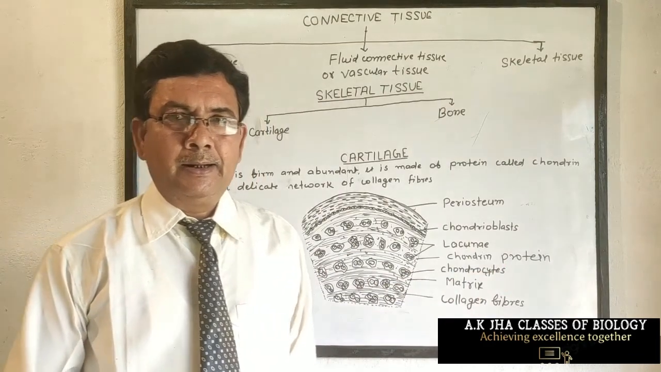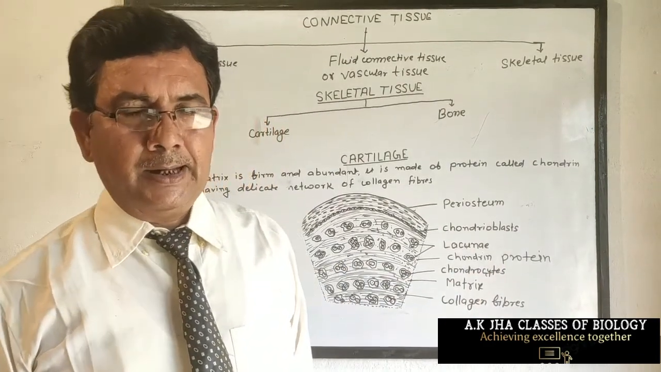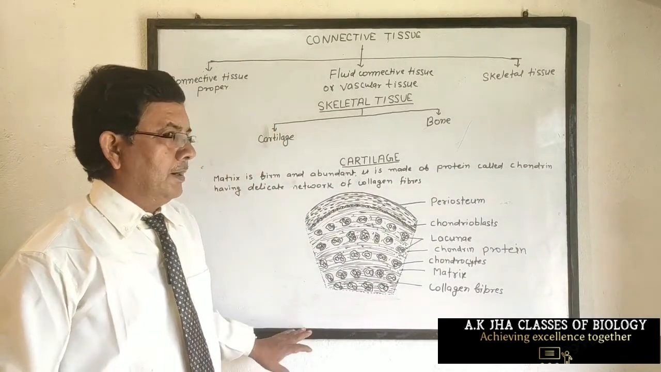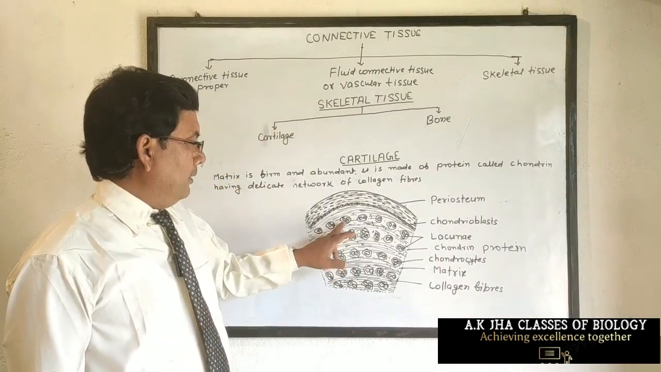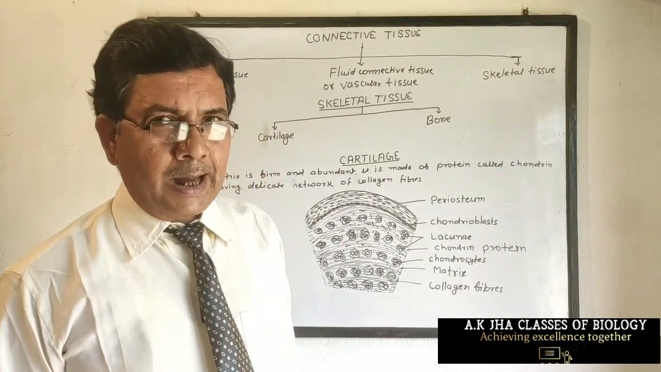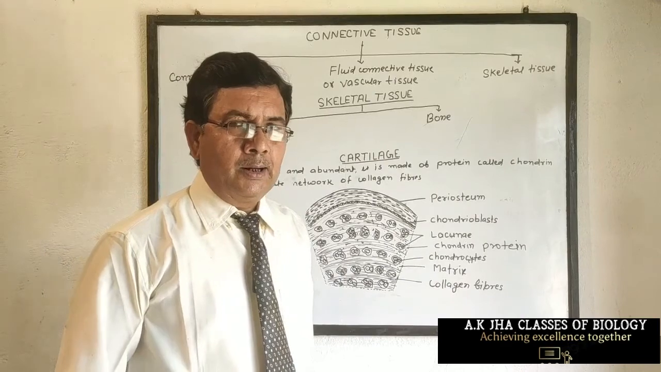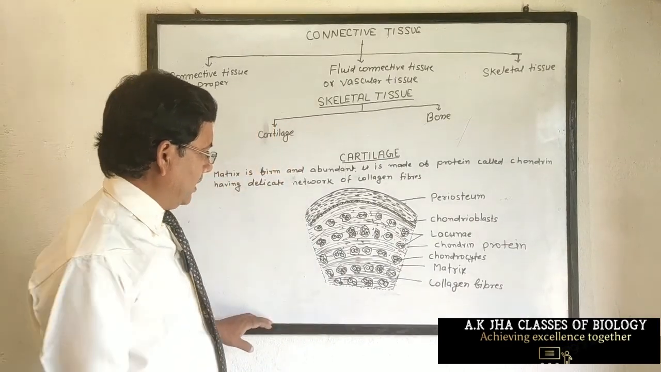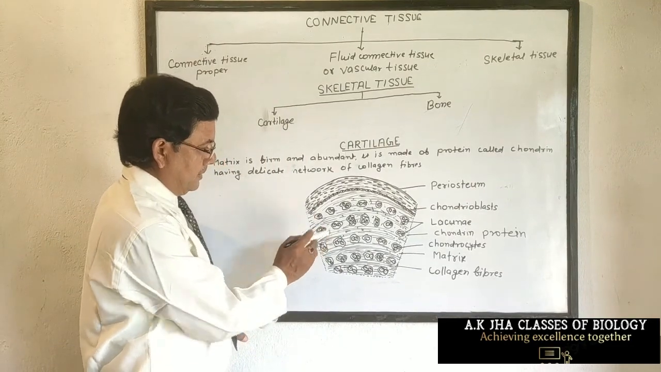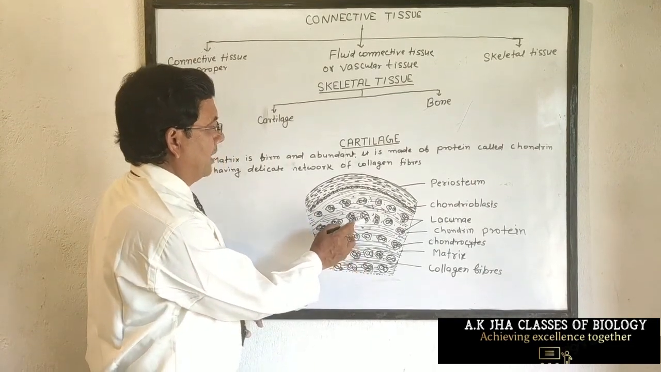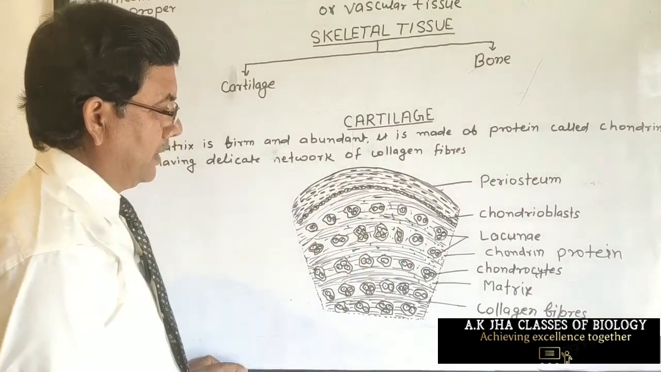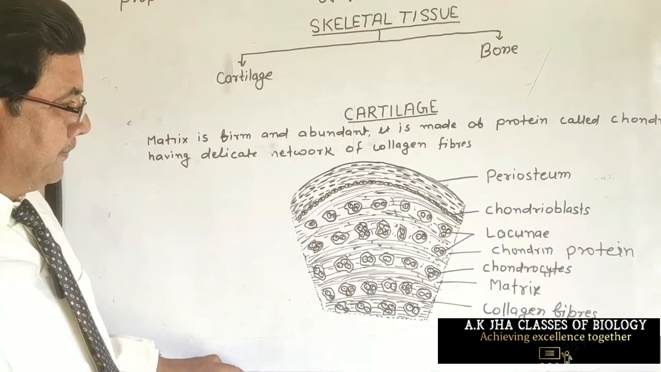Chondrocytes are present in fluid-filled spaces which are called lacunae. The singular is lacuna. Each lacuna has 1 to 4 chondrocytes, that is 1 to 4 cartilage cells. Here we see some lacunae have only 1 cell, some have 2 cells, some have 3 cells, and some have 4 cells. So these cells are present in fluid-filled spaces called lacunae.